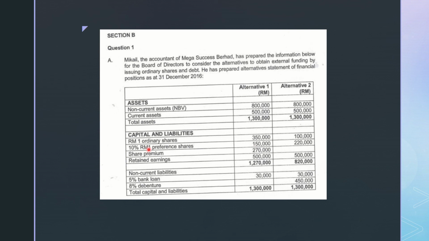For the preference shares, 150,000 divided by 1 ringgit, so the number of preference shares equals 150,000. And the number of preference shares for the second alternative is equal to 220,000 divided by 1 ringgit, so the number of preference shares for the second alternative equals 220,000.